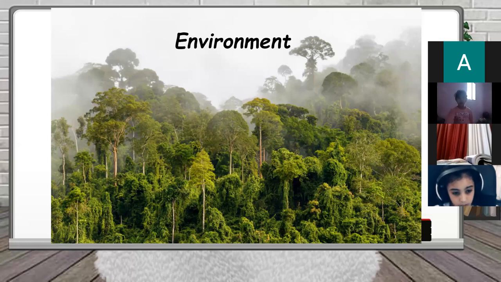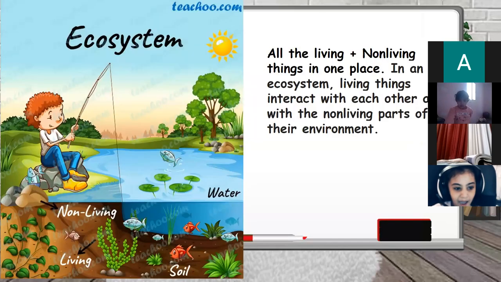This is an environment. But there is another word, we call it ecosystem. Ecosystem can be different from an environment. How? In an ecosystem, also you can find the living and the non-living all in one place. But what do they do with each other? Who can tell me? Now raise the hand if you want to tell me.